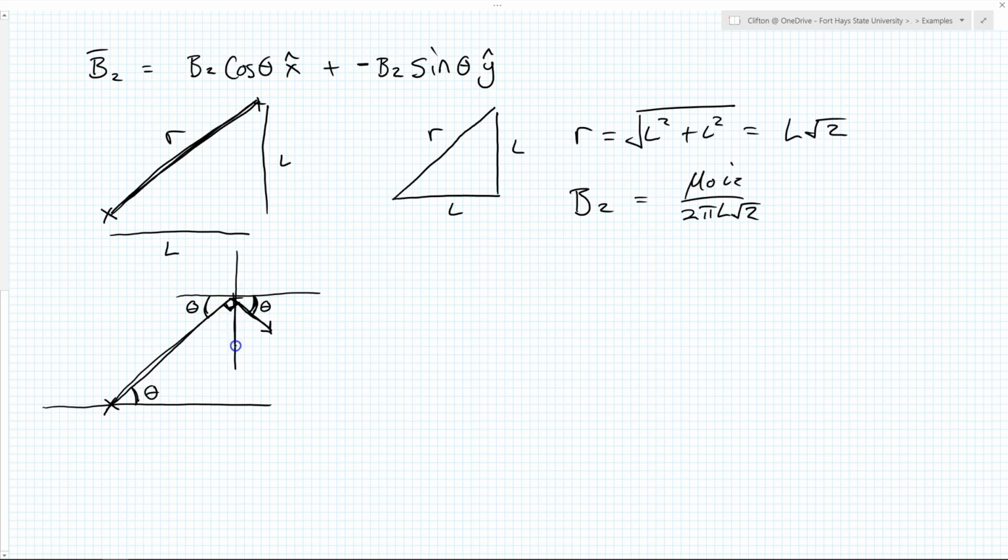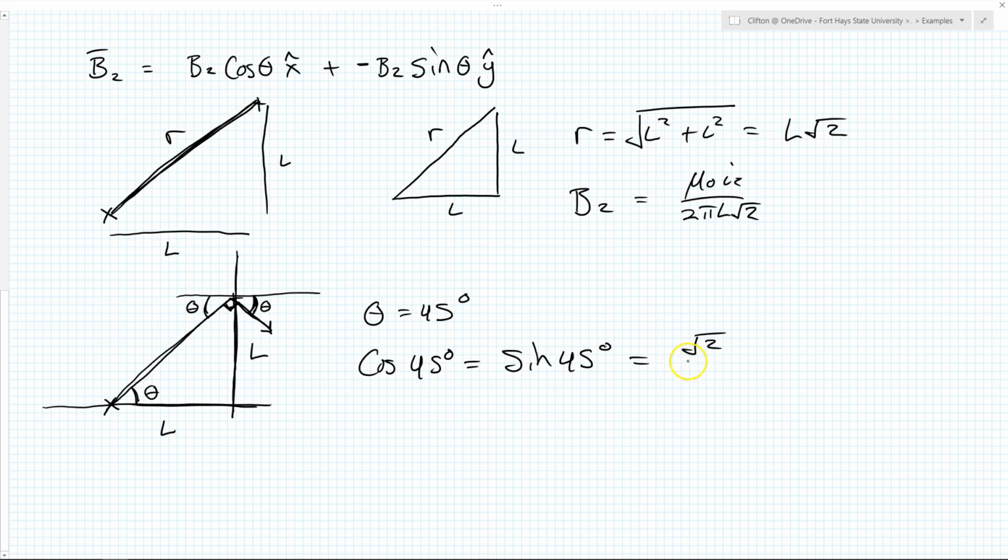I know what the length is, if I just use the geometry of the problem. This is a length L, this is a length L. So theta is equal to 45 degrees. Now cosine of 45 degrees is actually equal to sine of 45 degrees, and those are both equal to the square root of 2 over 2.